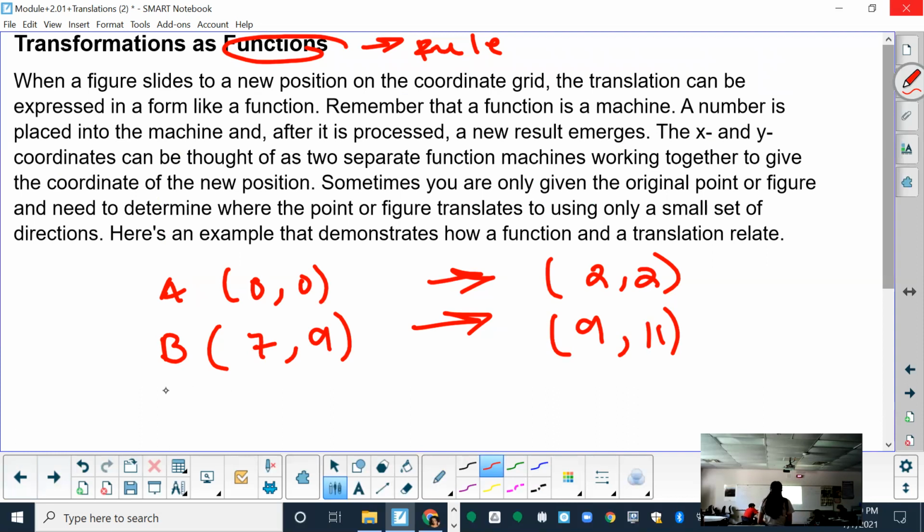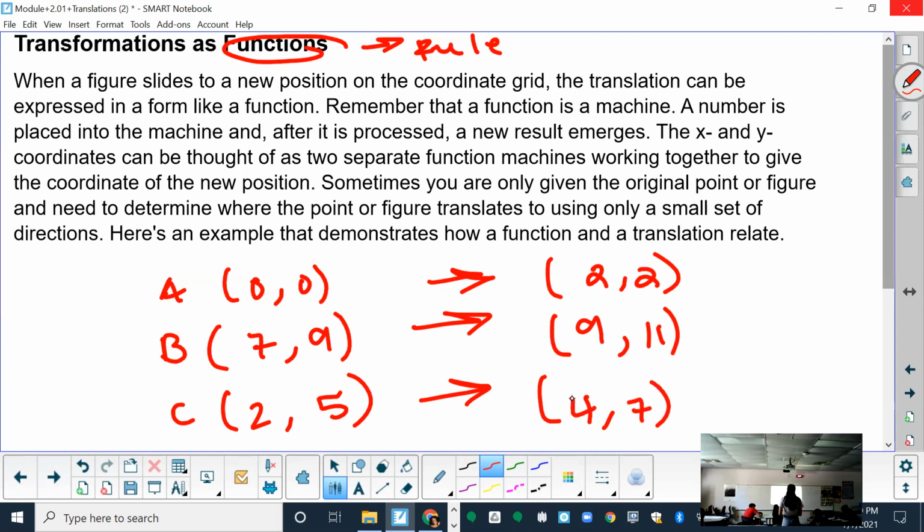So if my C coordinate, and I'm just making these coordinates up, was 2, 5, and it has to follow the same rule as what we did before, what would be my new coordinate? 4, 7, right? It follows the same rule. You add 2 to the X, get 4, add 2 to the Y, you get 7. All right, and then these would be labeled with that little tick mark next to it to show that it was translated. Make sense?